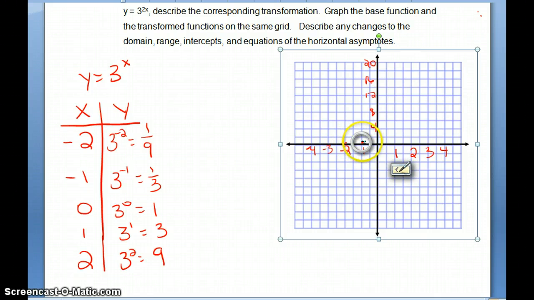Probably not going to look like it's going to change much. Then when x is equal to 0, we are at 1. Go halfway in there. Then when x is equal to 1, we're at 3. And when x is equal to 2, y is equal to 9. Should be right about there.